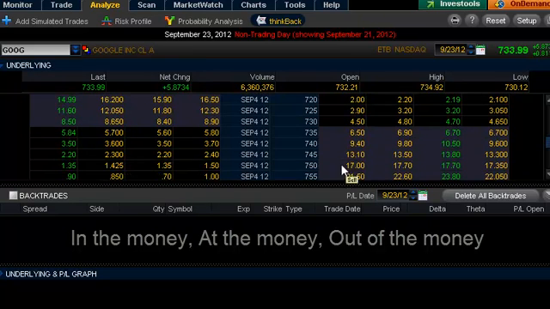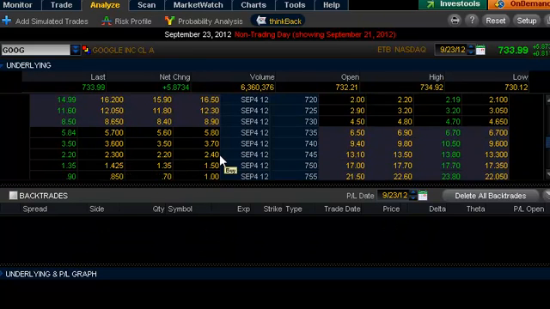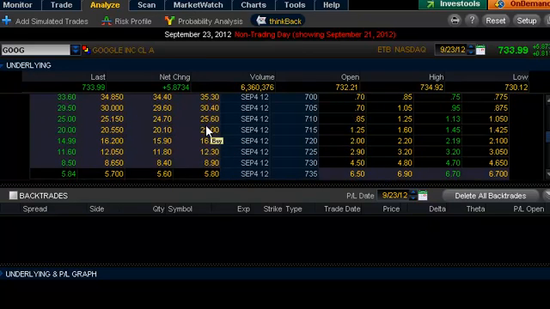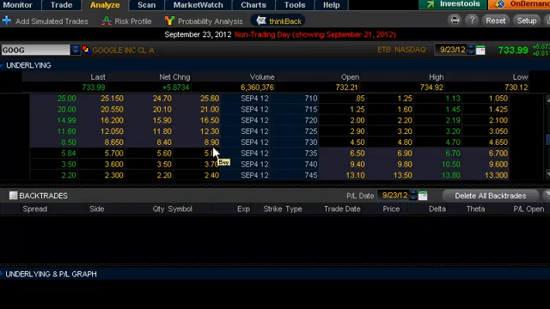Out of the money options here will be these ones right here. They're cheaper. In the money will be these ones here. They're more expensive. And then you have at the money. At the money are the strikes that are the closest to the stock price.